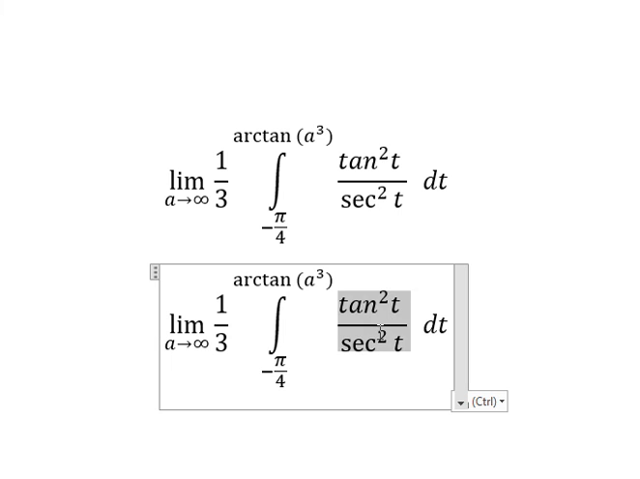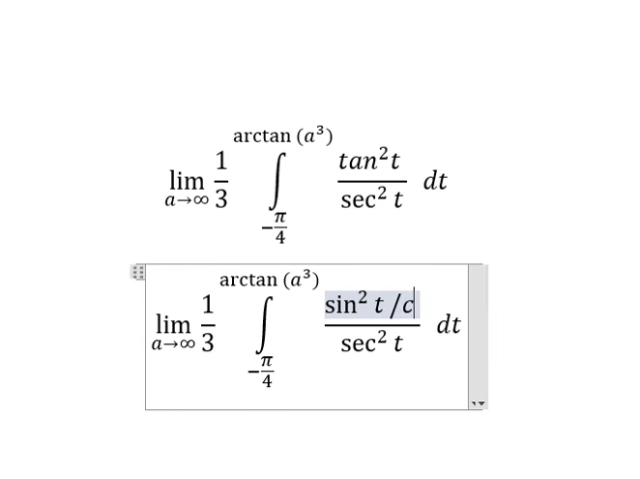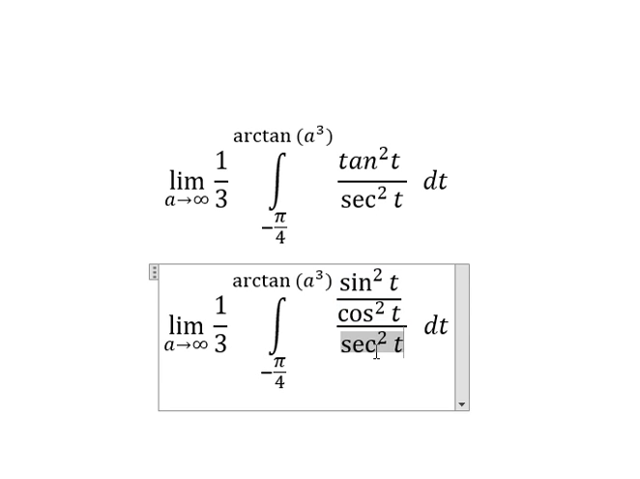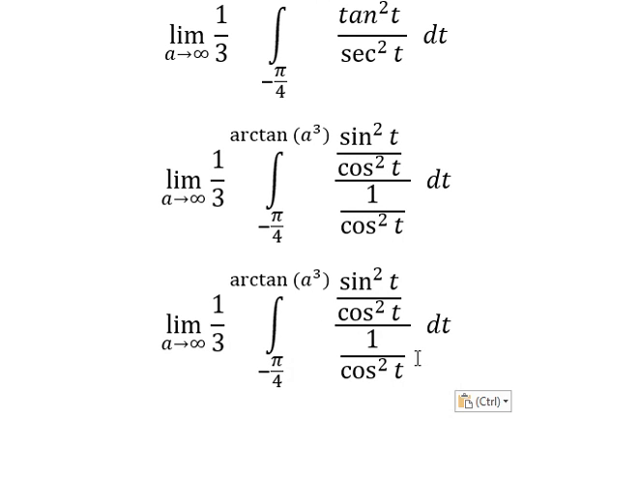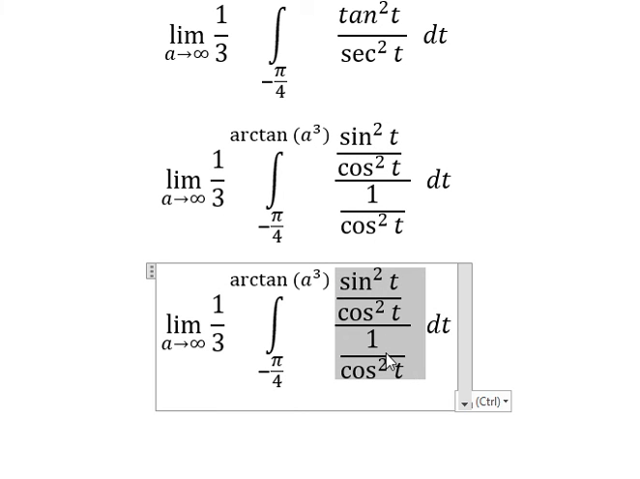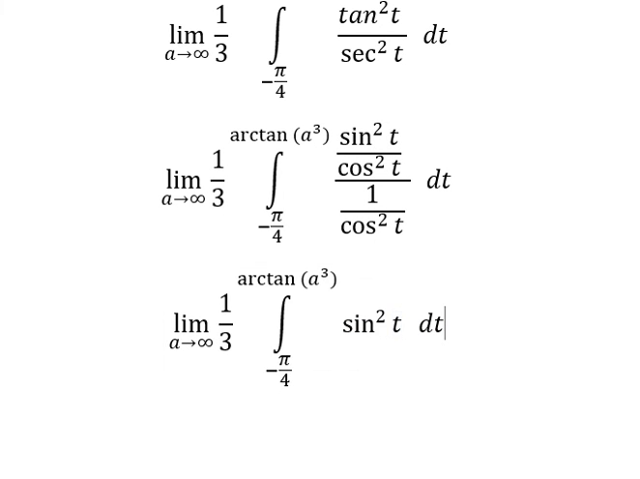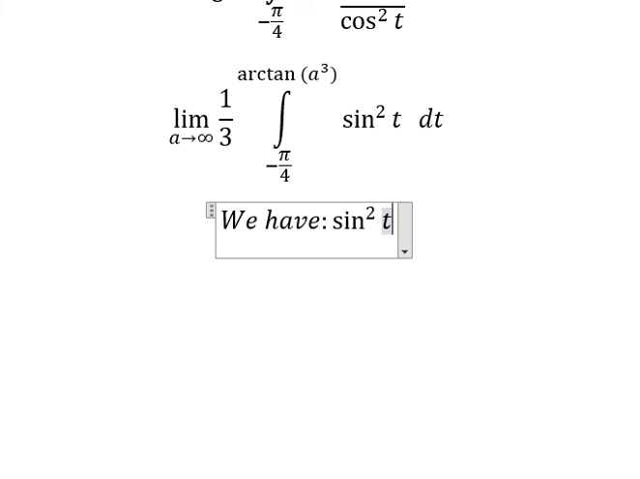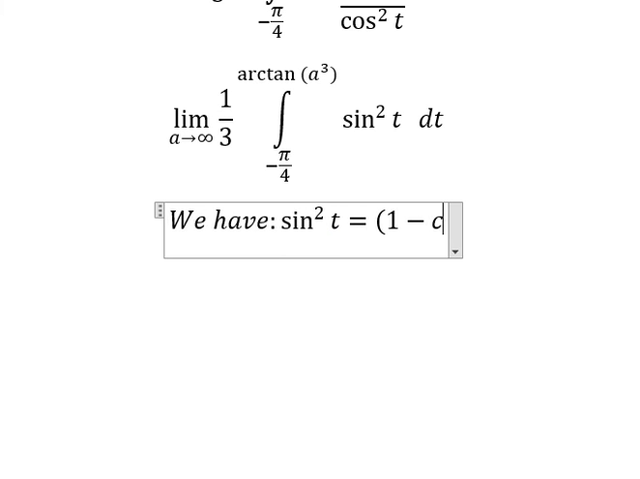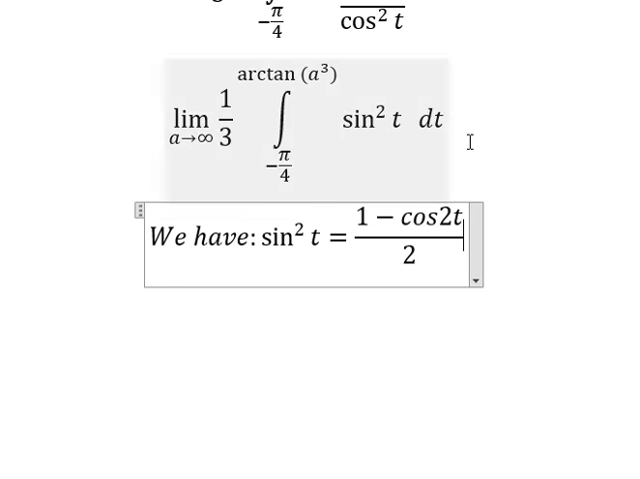So, this tan t squared we change by sine t squared over cosine t squared. This one we change by 1 over cosine t squared. Now we need to simplify, and we have sine t squared. Next, we have the formula sine t squared equals 1 minus cosine 2t over number 2.